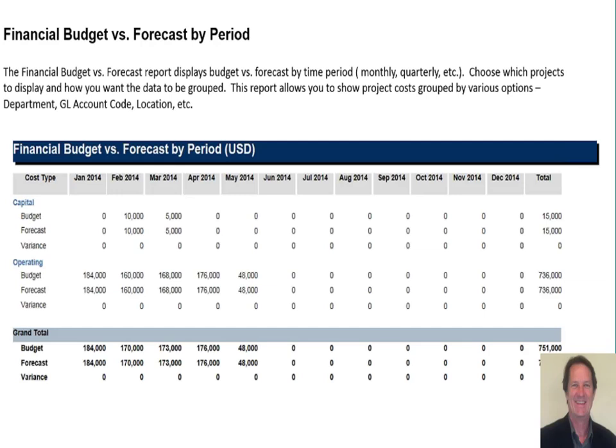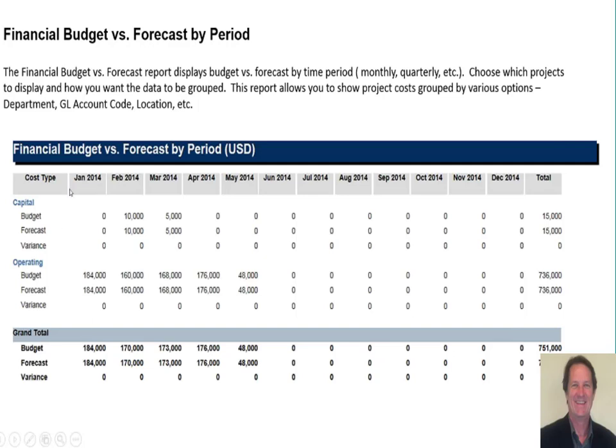So, here's one called Financial Budget versus Forecast by Period. And all this is doing is, for a given number of projects, and it may be projects within a certain department, it may be all the projects within a business unit, it may be projects of a certain type of project, you can filter the report as you want.